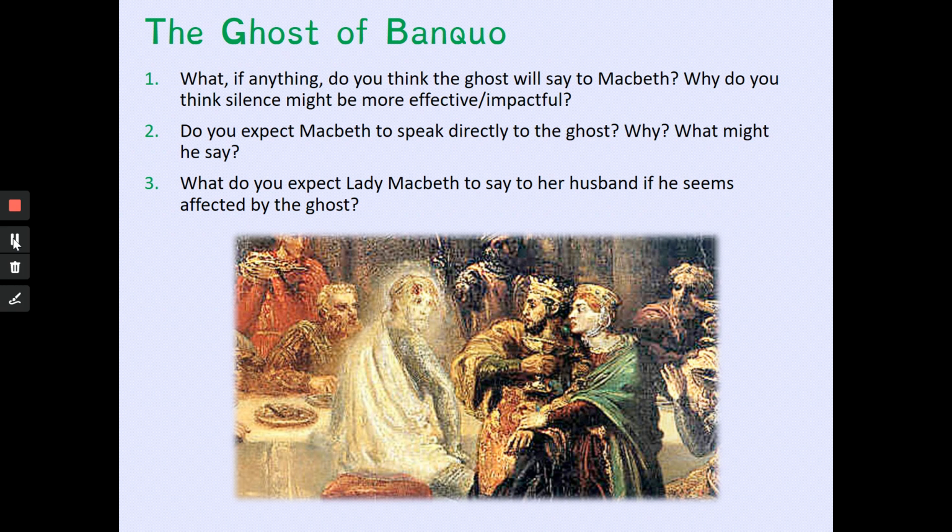So, before we get on to Act 3, Scene 4, you might want to pause at this point and answer the questions that are up on the screen. That's getting you to think evaluatively about what the ghost of Banquo might say to Macbeth, and how you expect Macbeth to react. So a little predictions exercise here that tests your reading skills. And what do you expect Lady Macbeth to say to her husband if he seems affected by the ghost? That's just an opportunity to think about the characters and their likely responses. So you may want to pause the video and answer those questions.